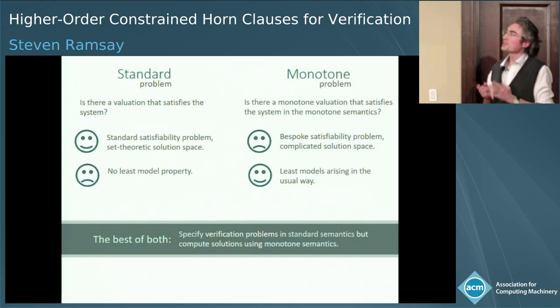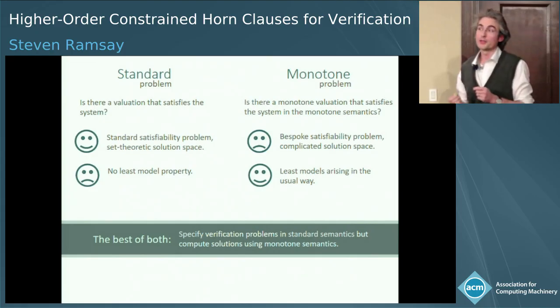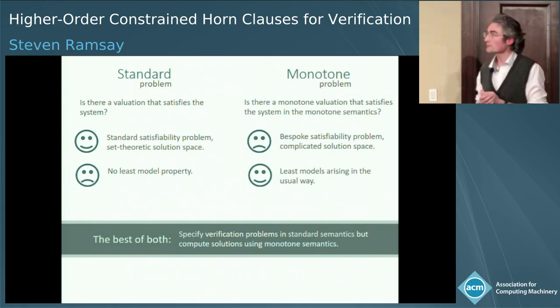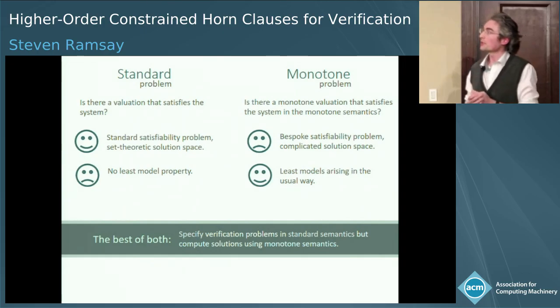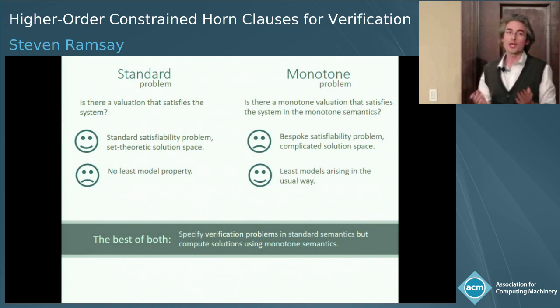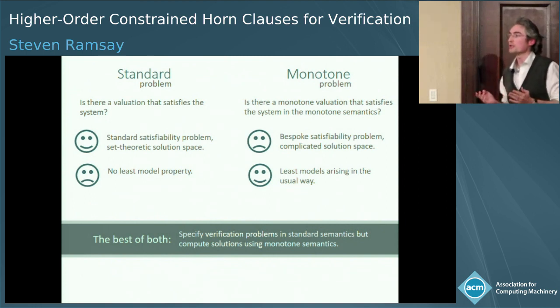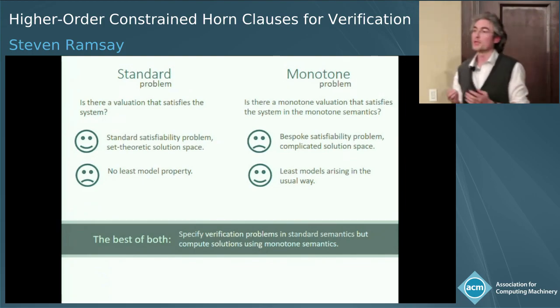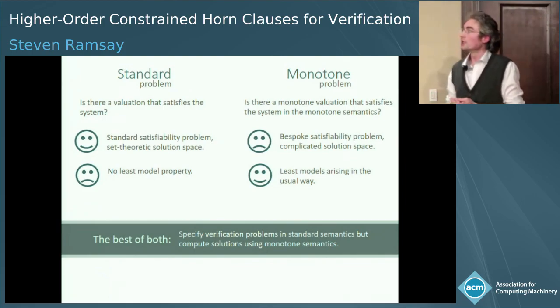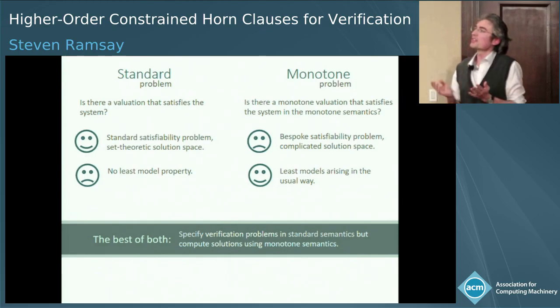So the monotone problem says, is there a monotone valuation that satisfies the system in the monotone semantics with respect to this different definition of truth that only considers monotone things? And the good thing is that for this problem, we have this least models property. But we're not happy about it because it's really a very strange kind of problem. We've made this arbitrary seeming restriction, whereas in the original problem, it was just a standard satisfiability problem about some class of formulas in higher order logic. But now things are a bit more complicated.